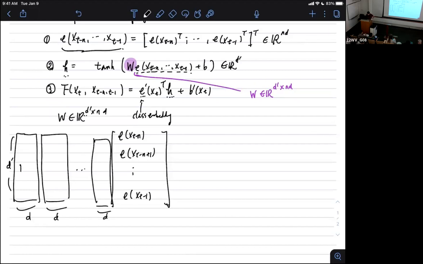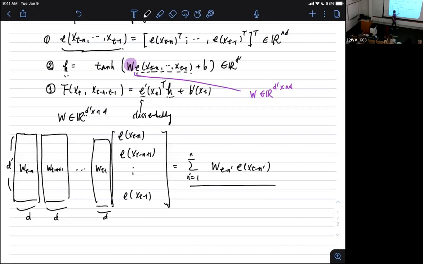Now I'm going to call them W_{t-n}, W_{t-n+1}, all the way to W_{t-1}. And what ends up happening is that we sum over n prime going from 1 to n, and then we look at W_{t-n'} times e of x_{t-n'}. So this is the procedure we're doing.